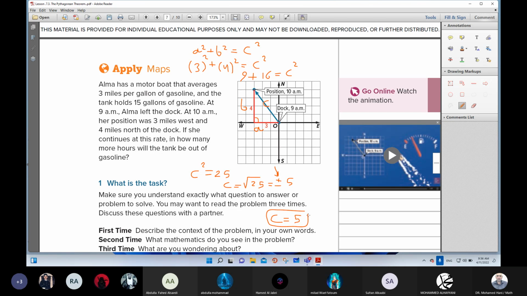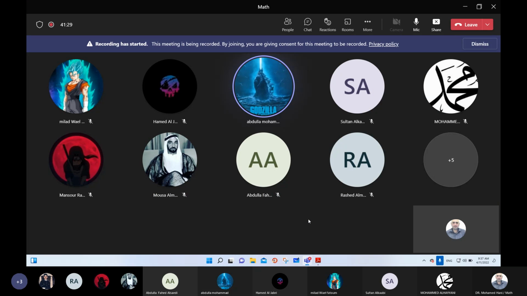So this is the meaning of the Pythagorean theorem and how to use it in the right triangle, just in the right triangle, to find the missing value. Who has any question about this idea? It's clear.